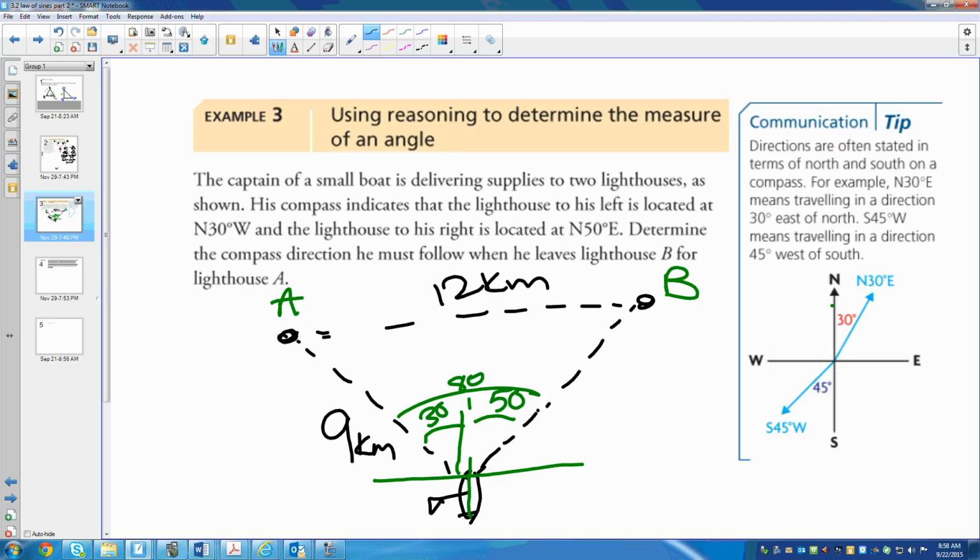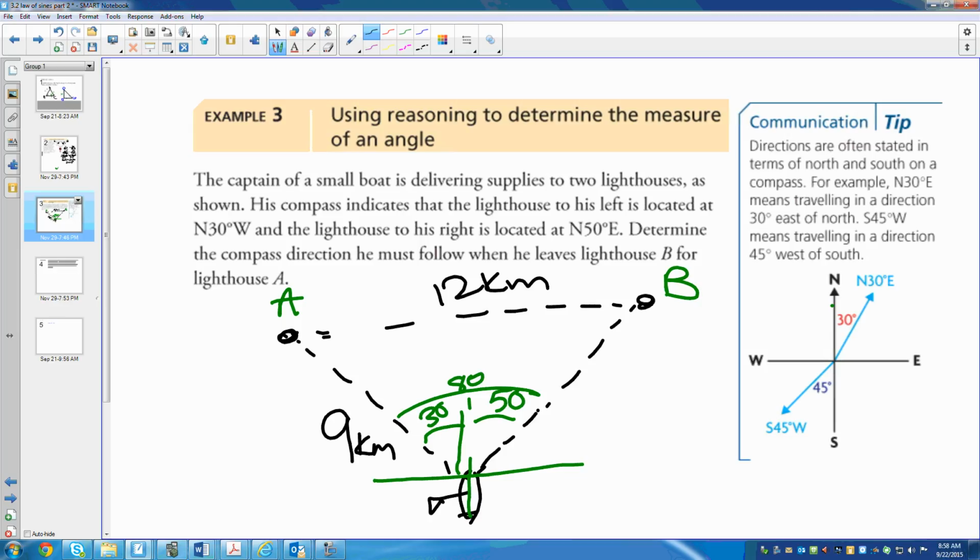And they want to know, what do they want to know? They want to know the compass direction, right? So they want north so many degrees, whatever, right?